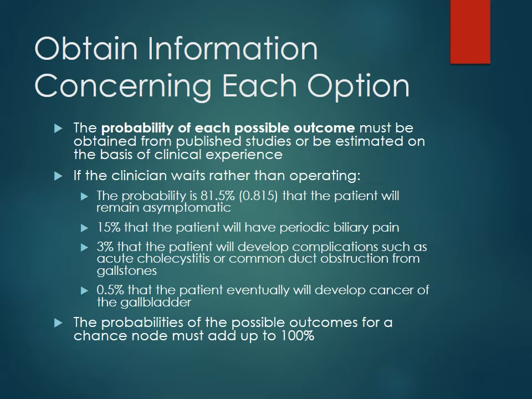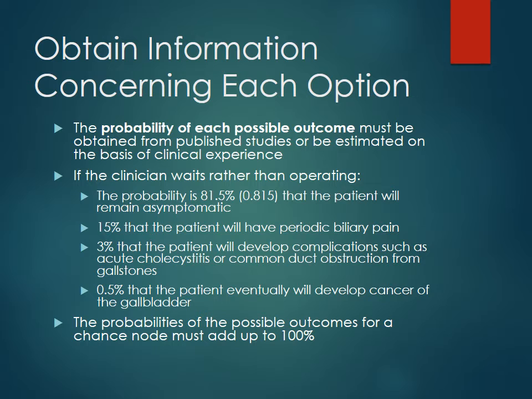And so, in this case, if the clinician waits rather than operating, the probability is 81.5% that the patient will remain asymptomatic. So pretty high likelihood they would remain asymptomatic. 15% of the patients will have periodic biliary pain. 3% of the patients will develop complications such as, say, acute cholecystitis or common duct obstructions. And then 0.5% of those patients will eventually develop a cancer of the gallbladder. Again, this is data you're either collecting from your institution or from the literature that's available. And so the probabilities of the possible outcomes for a chance node always have to equal 100%, right? Because the patient's going to have one of those things occur, and so it's 100% one of those will occur.